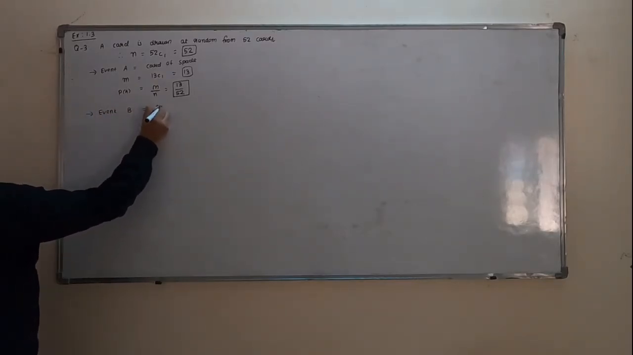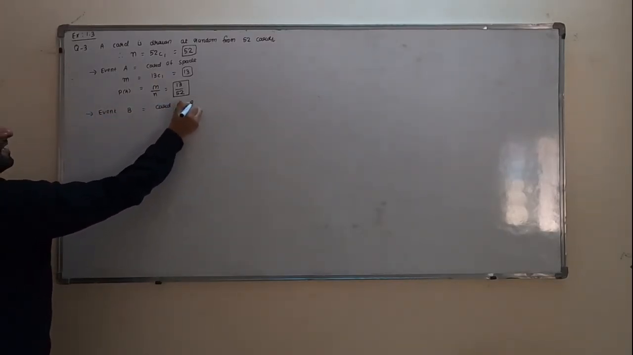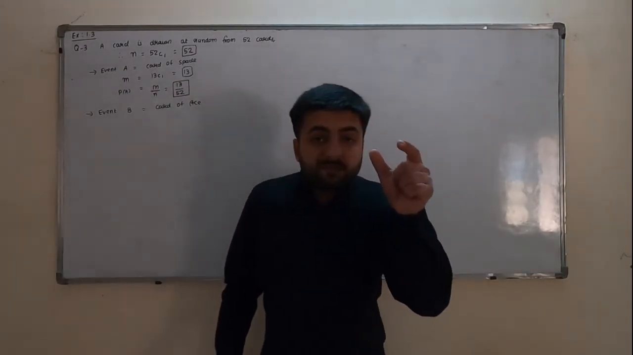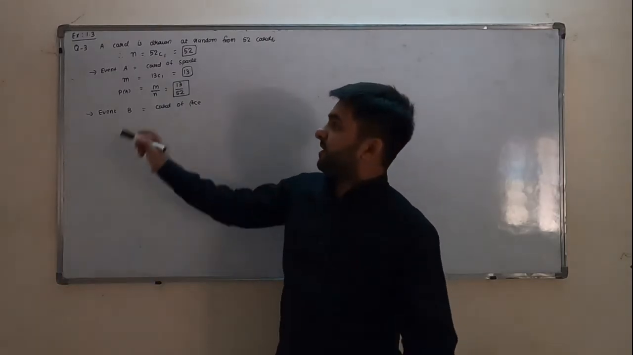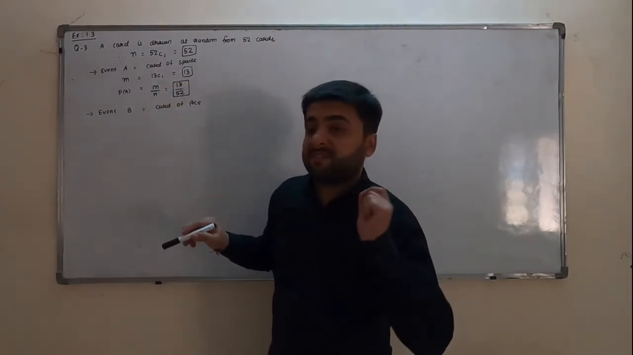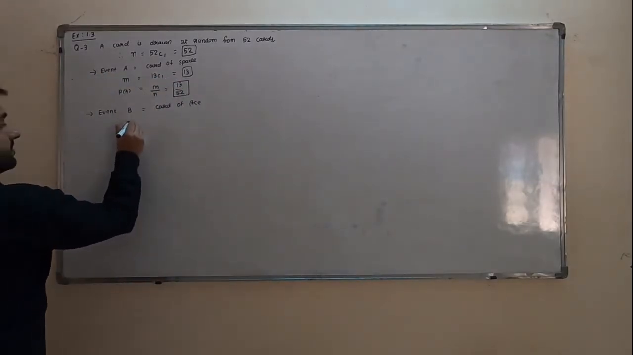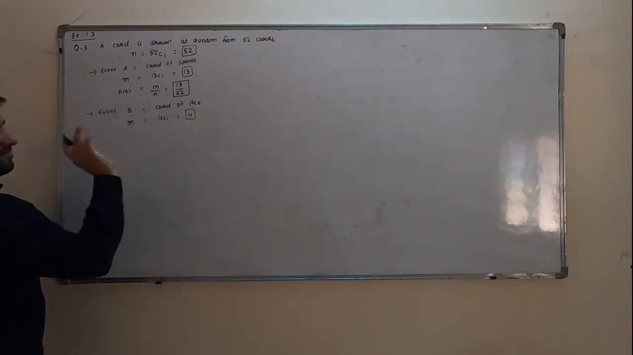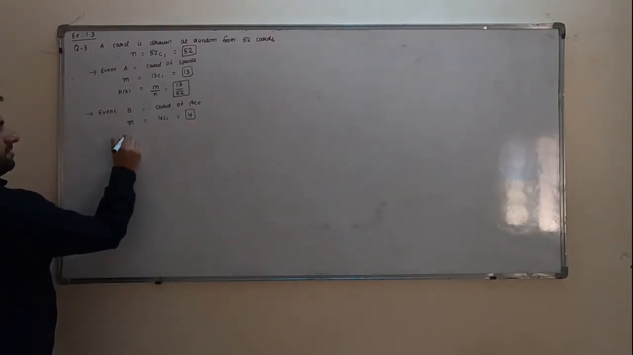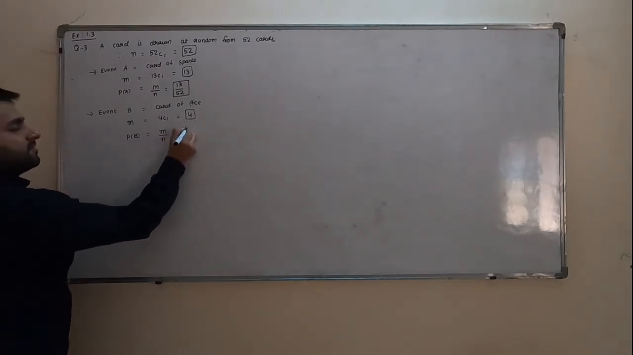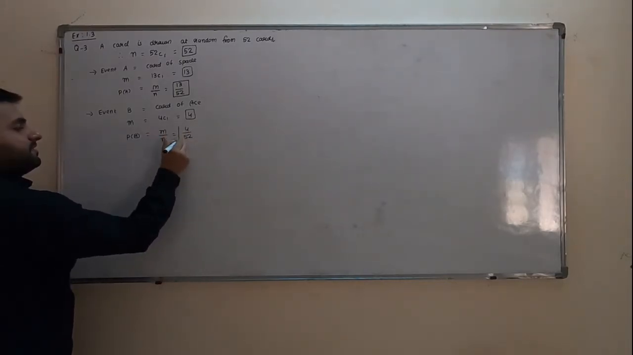Event B, card of ace. See, in the book question is written regarding spade or ace. So first only define the event spade, then only define the event ace. So m is equals to 4c1 is equals to 4, because there are 4 aces, 4 in power. P of B, m by n, 4 upon 52.